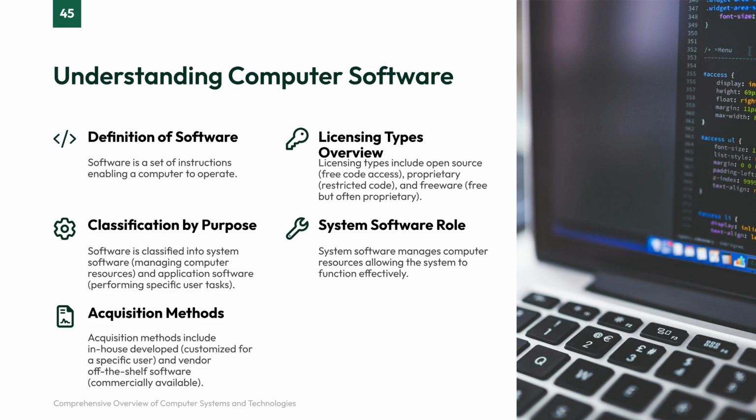Software is a set of instructions enabling computer operation. It is classified into system software and application software. Acquisition methods include customized in-house development or commercial off-the-shelf options. Licensing types include open source, proprietary, and freeware.